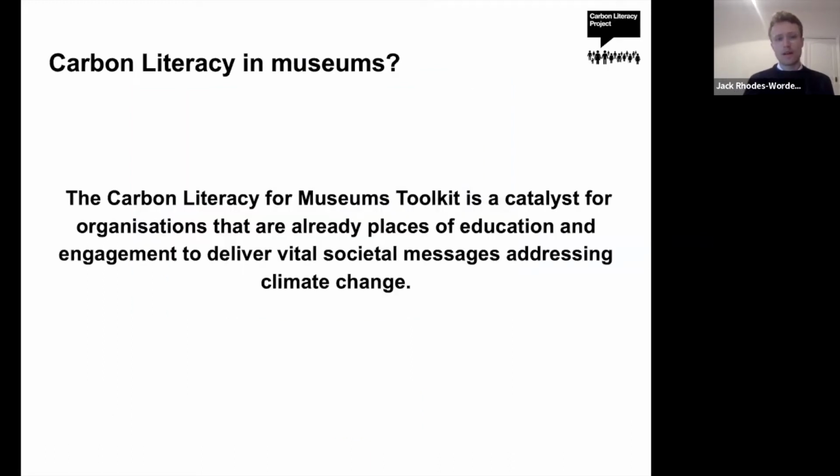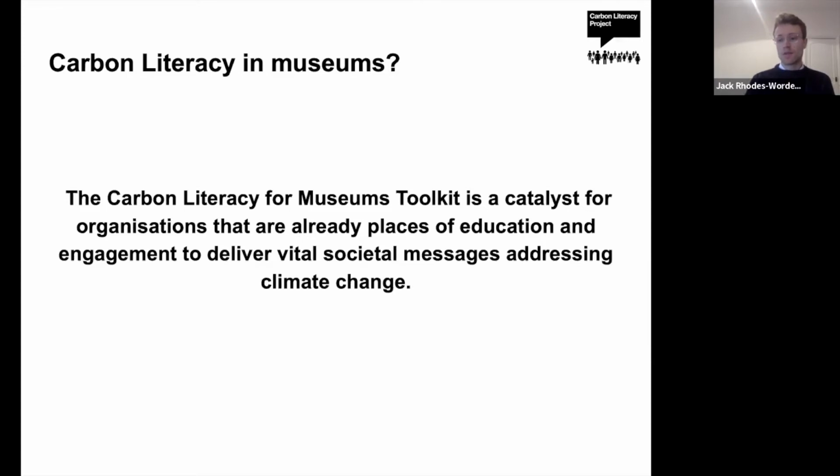So firstly, why carbon literacy in museums? As you all know, we're facing a climate crisis driven by greenhouse gas emissions, and museums have a significant carbon footprint. So as in all sectors, there's a real need to act to help limit the dangerous impacts of climate change. And so the toolkit is a really powerful resource for this work within the sector. It will provide your staff with skills and confidence that they need to take some really impactful carbon reduction action within your museum.